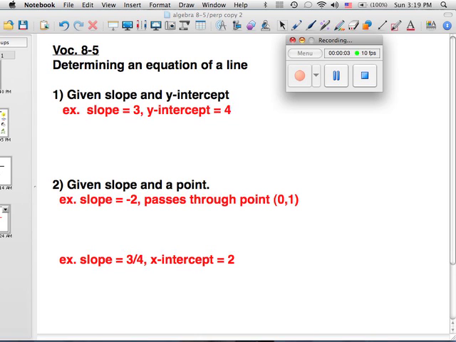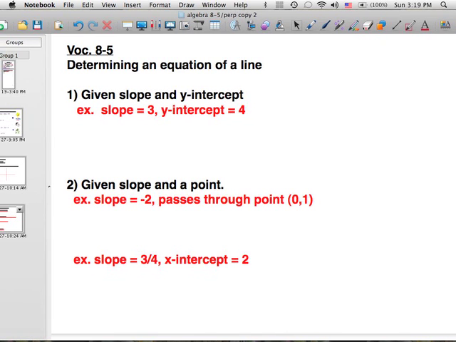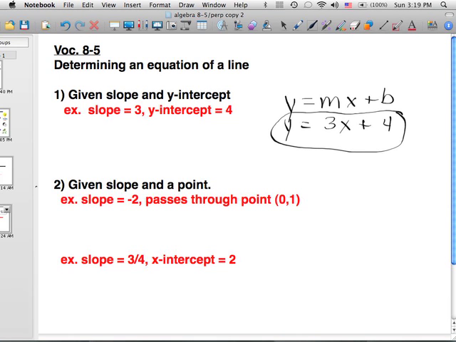We're on chapter 8, section 5, and perpendicular lines. If I want to determine an equation of a line, there are several ways I can do that. One is using the slope and the y-intercept, so I use the slope-intercept form. So the slope is 3. I substitute 3 in for m, and the y-intercept is 4. I put 4, and there's the equation of the line.